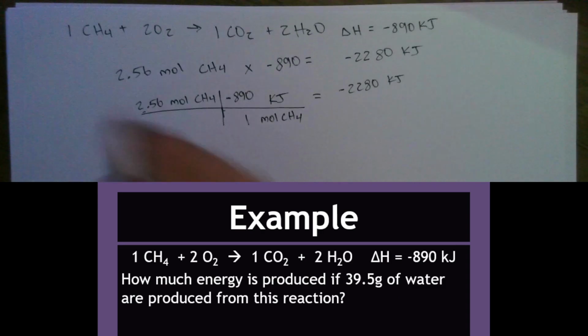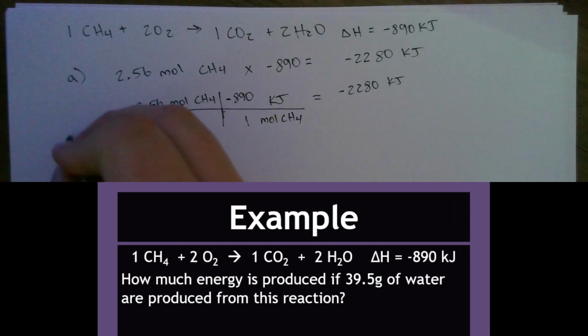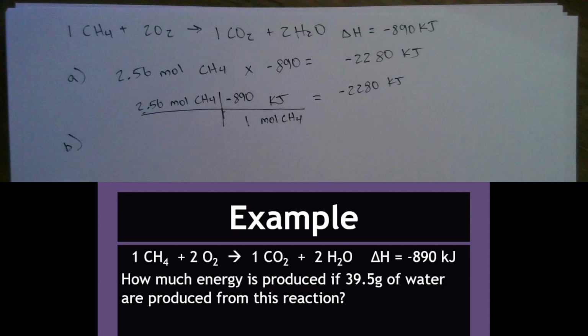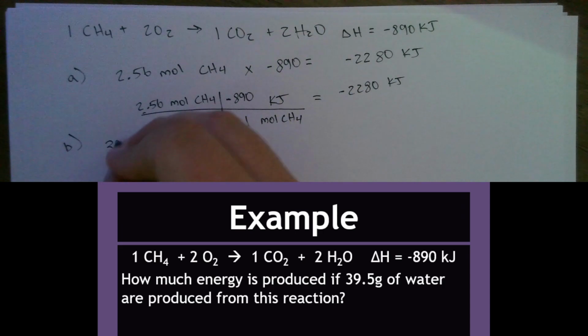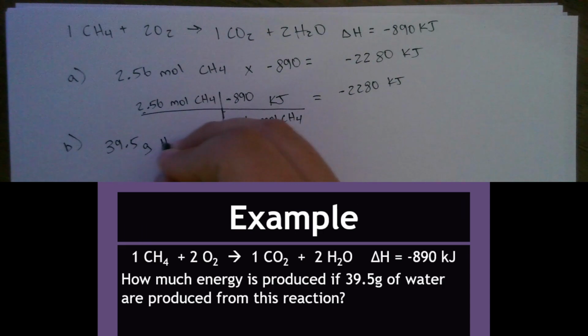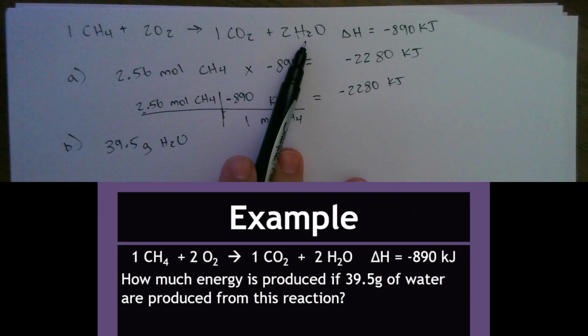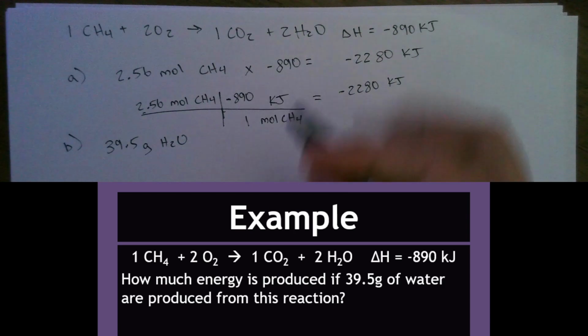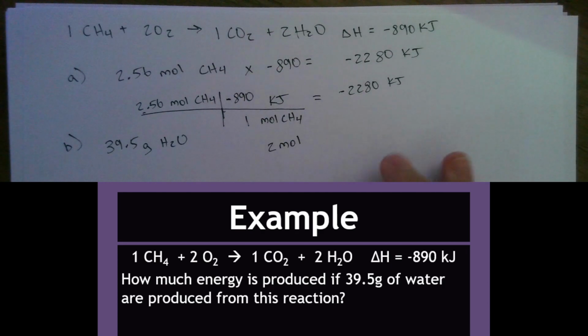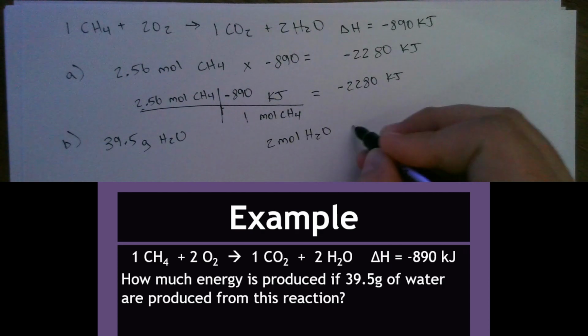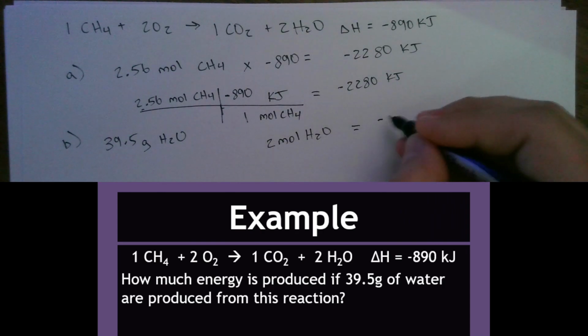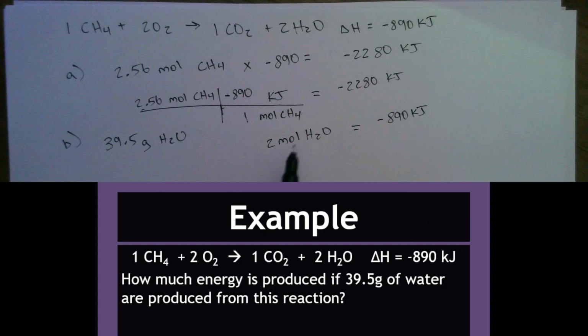Next reaction. I'll call this A, B, and C, but they're not really numbered on yours. Second question here, we have how much energy is produced from 39.5 grams of water, H2O. Water is included in this reaction. It's a product this time. We're going to use the same strategy. Our conversion, basically, 2 moles of H2O, because there's a 2 here, equals this number. 2 moles of H2O equals negative 890 kilojoules. Well, I don't have moles here, I have grams, but I can turn that into moles. And then once I have moles of H2O, I just multiply it by that number.